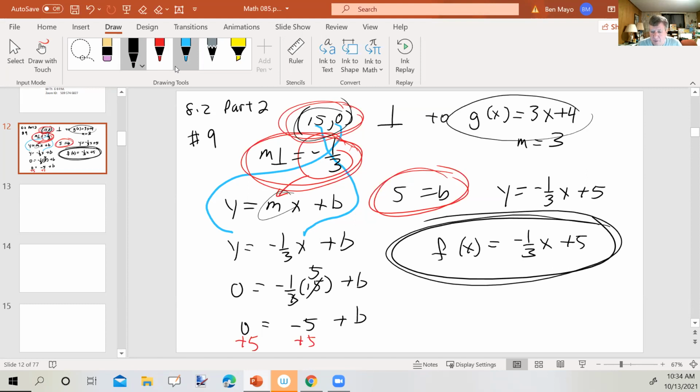Any questions on this problem? All right, any other questions before we go on? Now is the time, because once we go on, we're not going back because I got to open up a bunch of different screens and things.